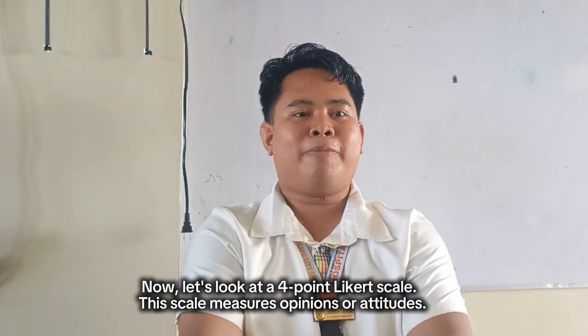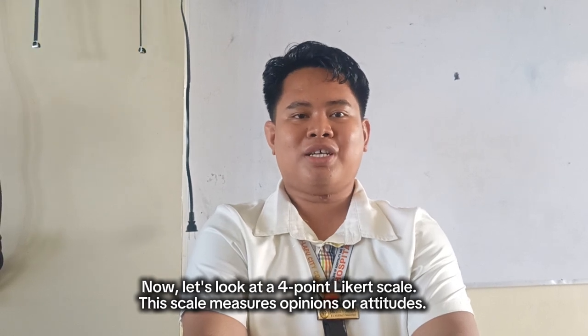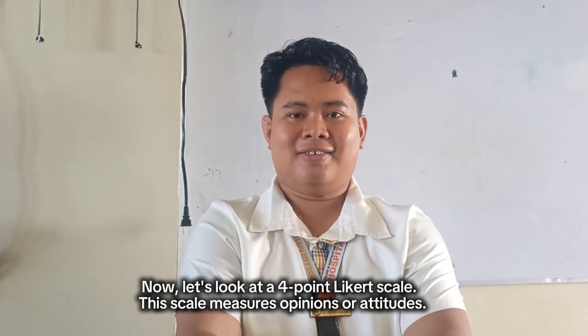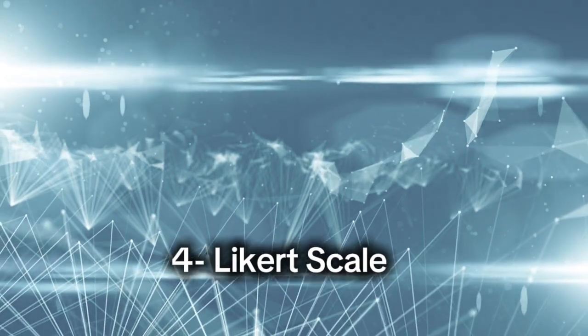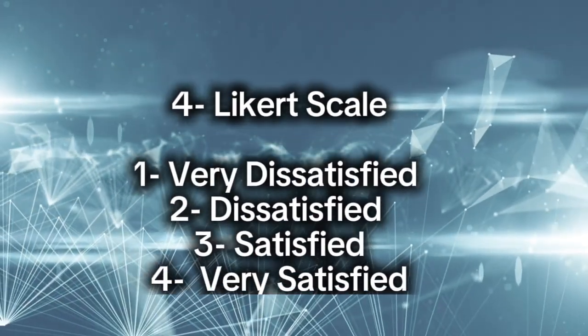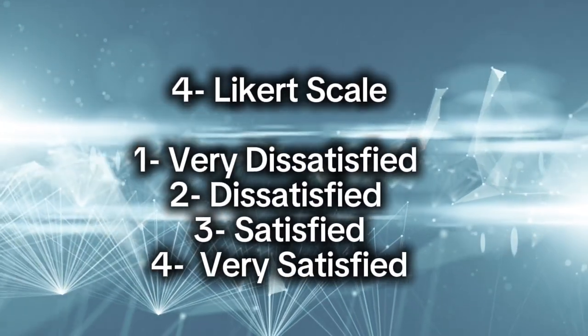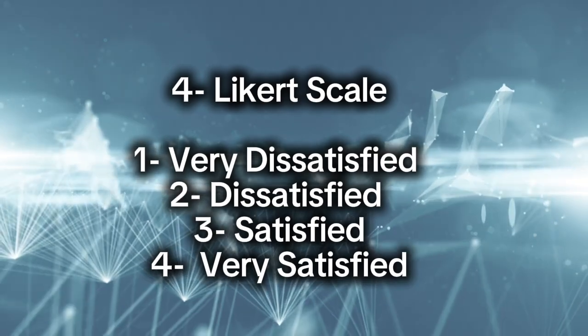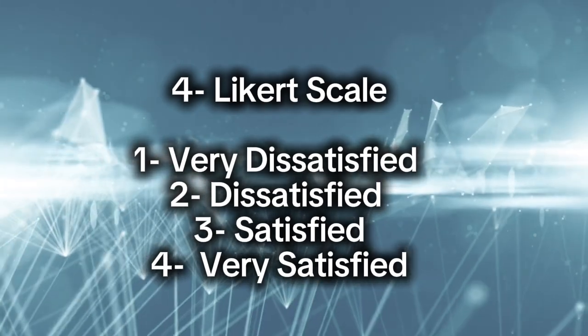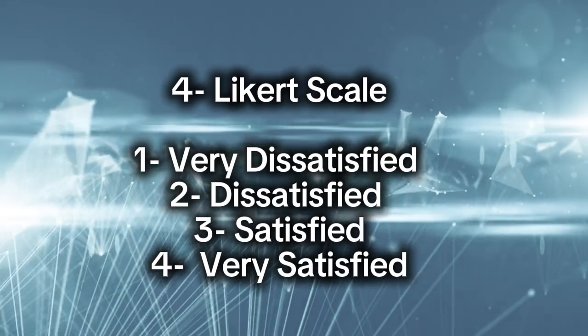Now, let's look at the 4-point Likert scale. These scales measure opinions or attitudes. A 4-point Likert scale is a type of rating scale used to measure attitudes, opinions, or perceptions. It typically includes 4 response options without a neutral midpoint, which forces respondents to lean positively or negatively. So we're going to list all 20 respondents.